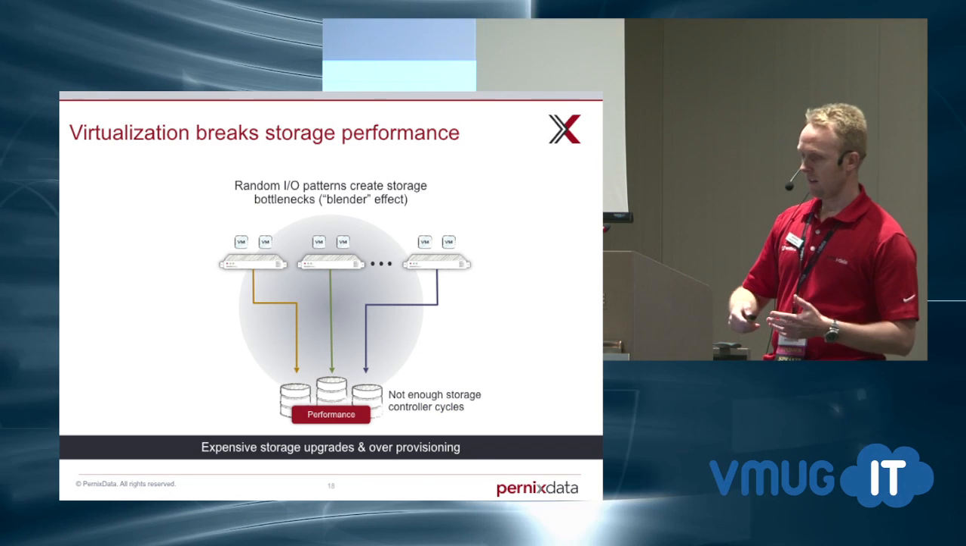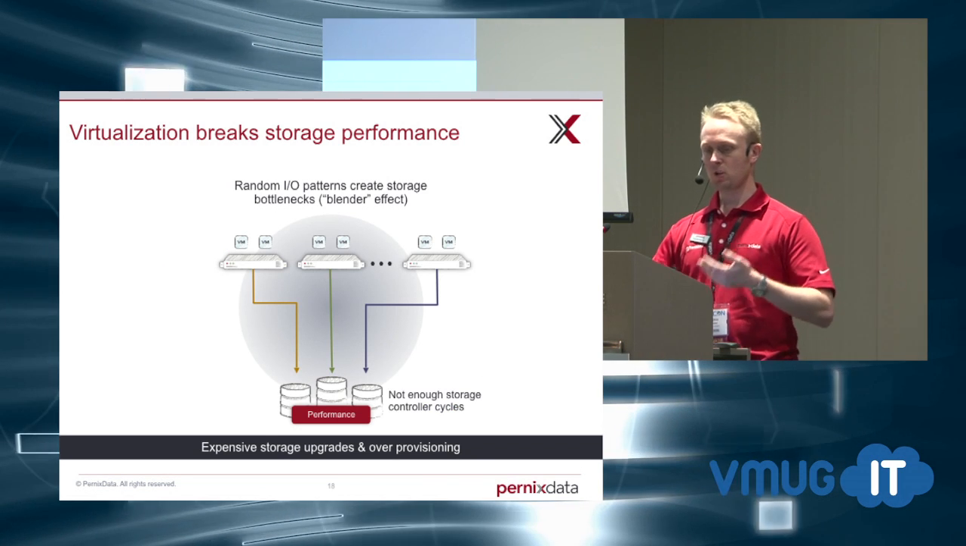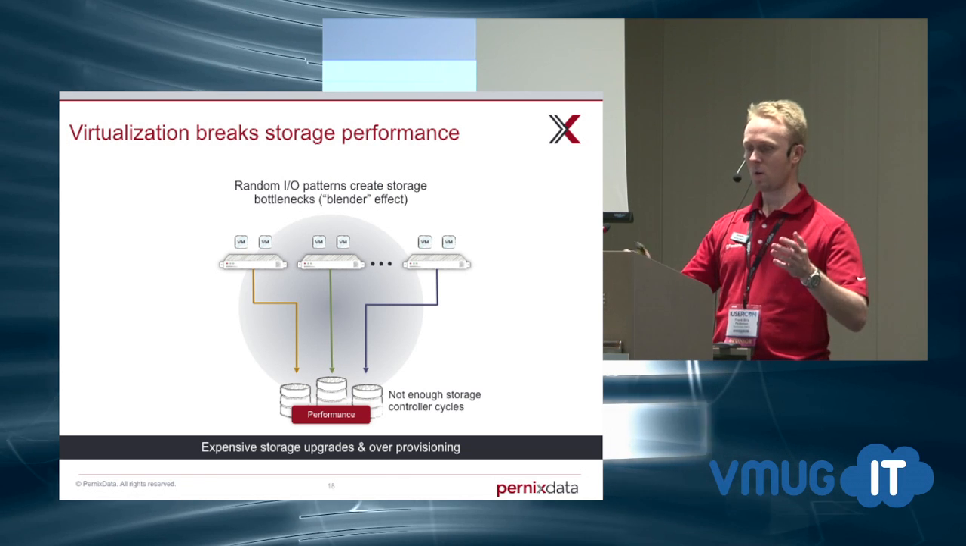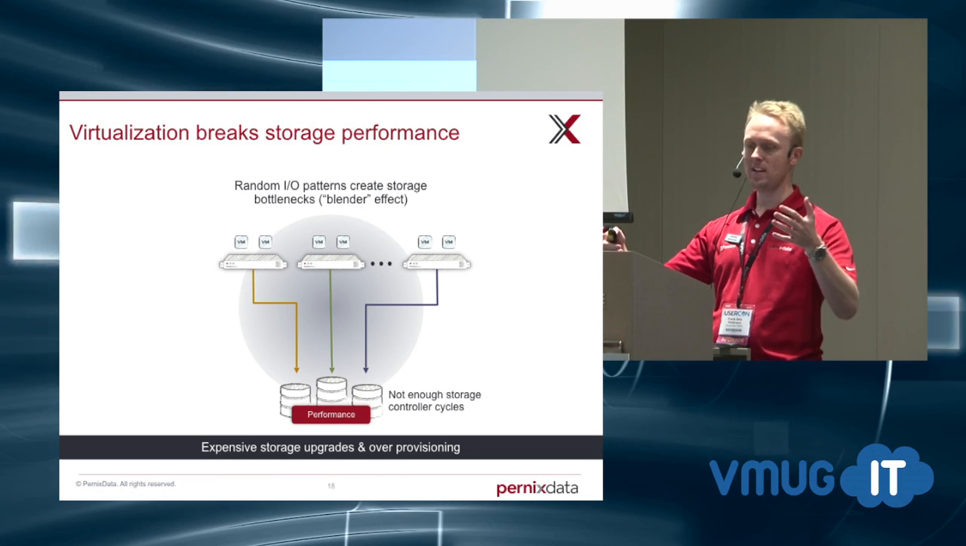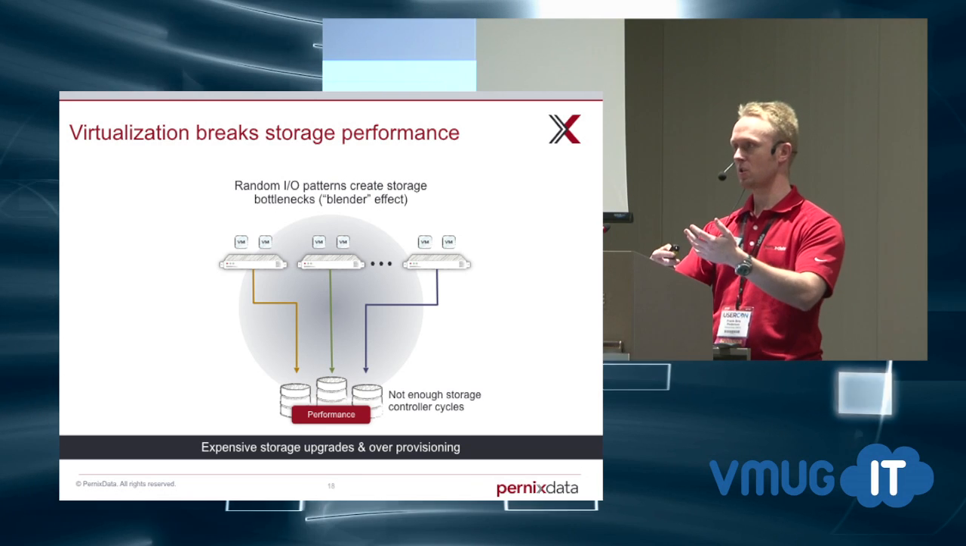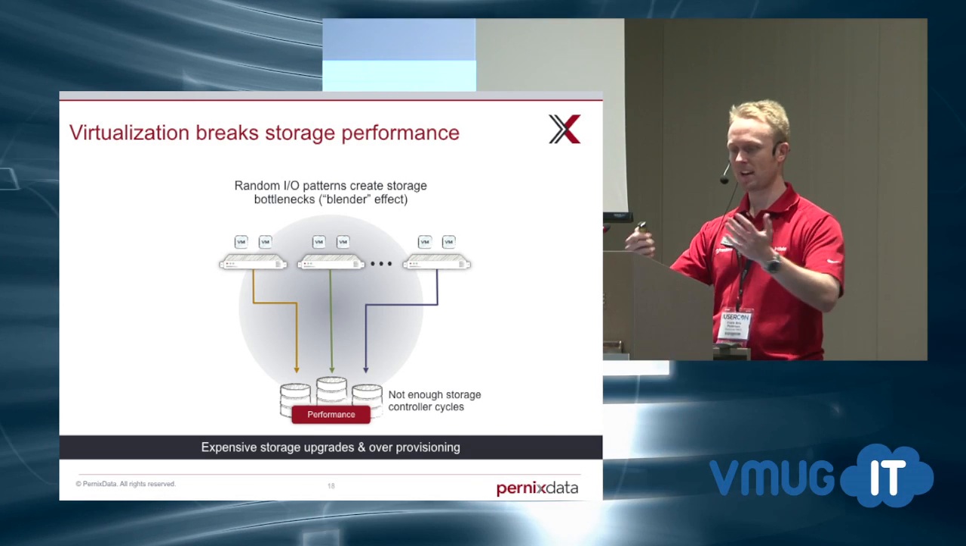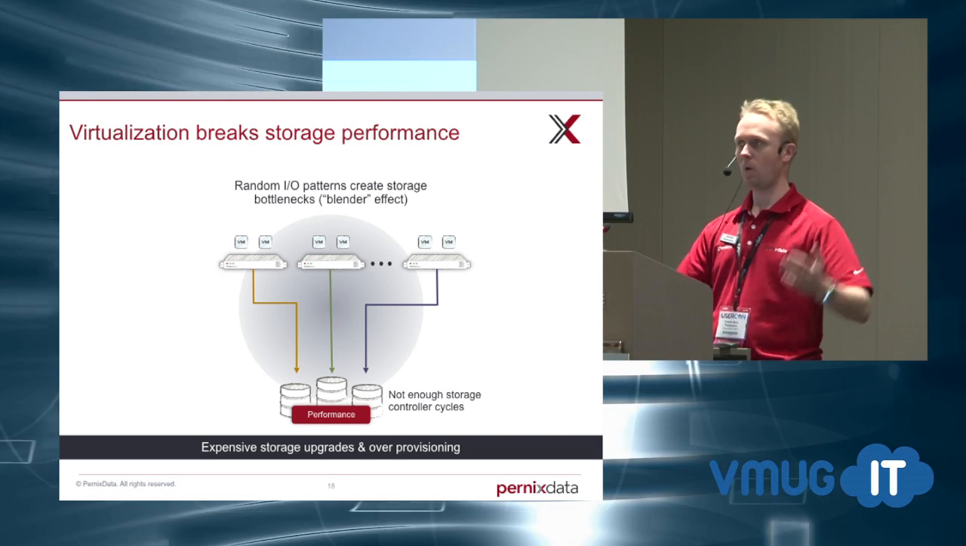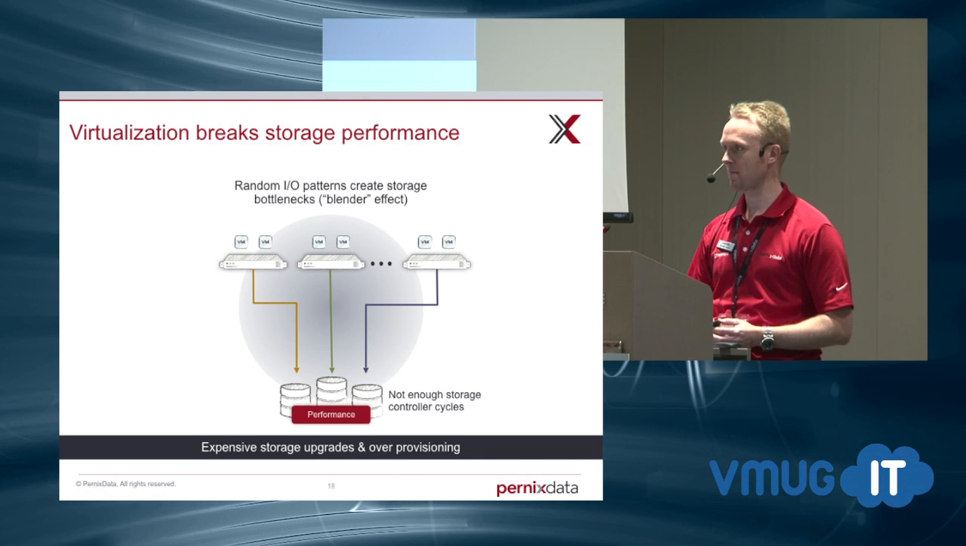So in general, the thing is that virtualization breaks storage performance, because all of these random I/O patterns from all of the VMs go into the network, go to the storage array, and it's all just one big random. It's like the blender effect. All IO is just random as seen from the storage array.